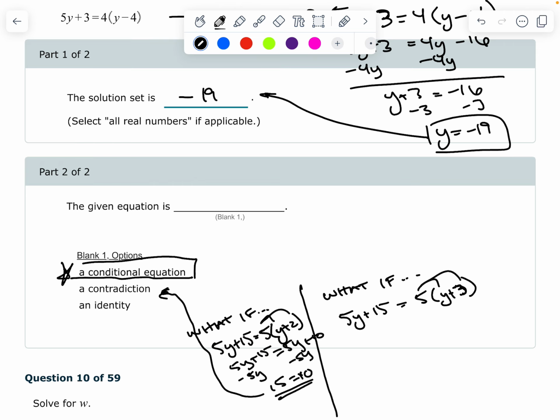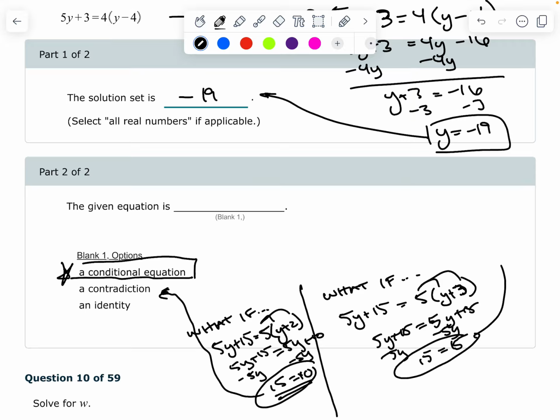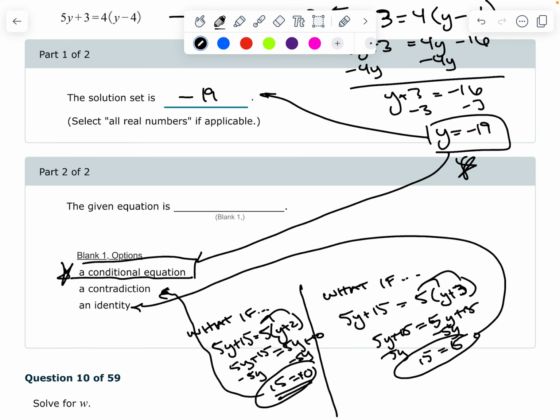On the right side here, if I distribute, I get 5y plus 15 equals 5y plus 15. I can subtract 5y from both sides and get 15 equals 15. You can do as much work as you want, subtract 15 from both sides, whatever, you get 0 equals 0. That's just a true statement, right? And so that is an identity. If you ever get something that's true, it's an identity. Something that's false is a contradiction. And just a regular number answer, that is a conditional equation. Okay, that's the 3 options there.